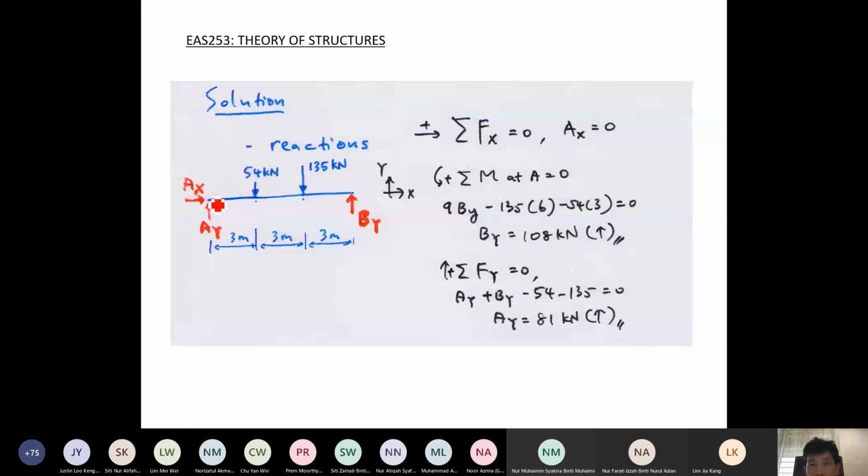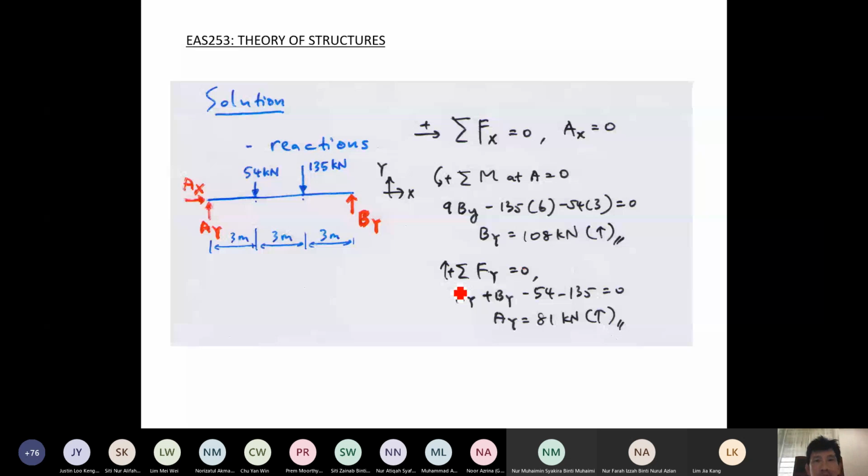To draw that, you have to know first, how do they change along the beam? You get it in terms of equations, equations that represent how they change. So let's look at how you do that. This is a revision.